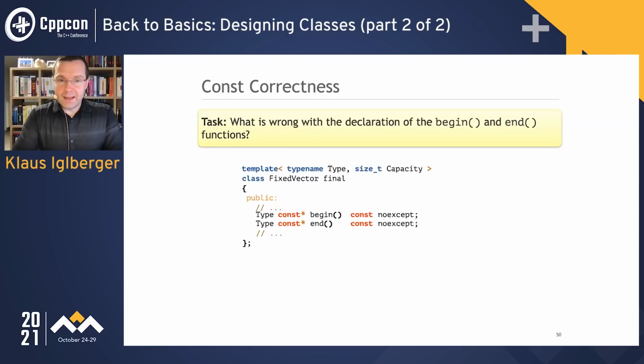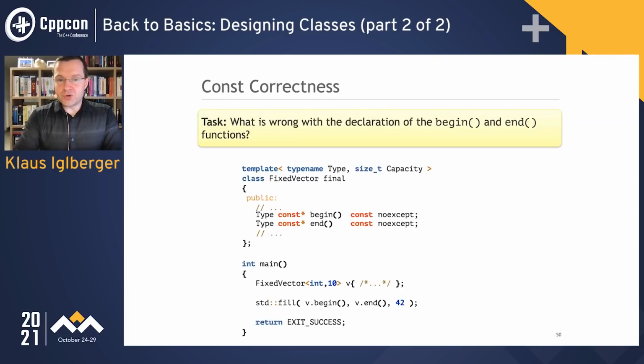Now, in the main function, we might create a fixed vector, and we would like to fill all the values with the std::fill algorithm. Unfortunately, again, this code doesn't compile anymore, simply because fill expects iterators through which I can write. These begin and end functions, however, return immutable pointers to immutable elements. So fill doesn't work anymore. So we're not done yet.